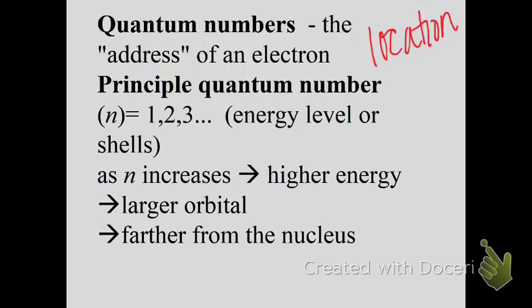So the first one is the principal quantum number, and that tells you what energy level you are in. Remember, as n increases, you have higher energy, which means you have a larger orbital, and you're farther from the nucleus. Sorry, used the wrong word there.